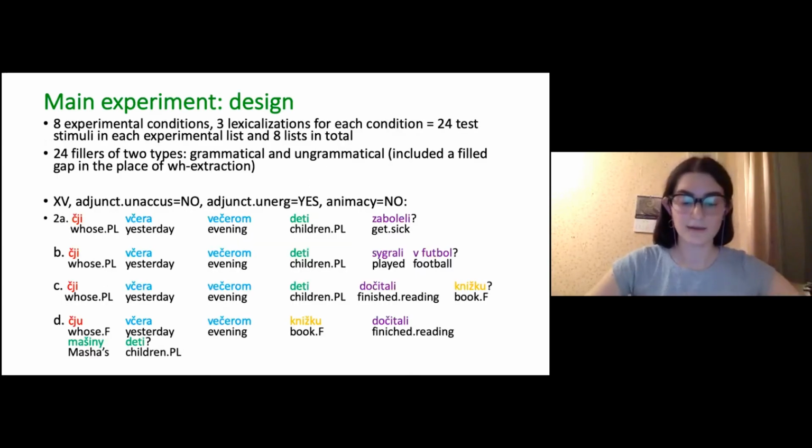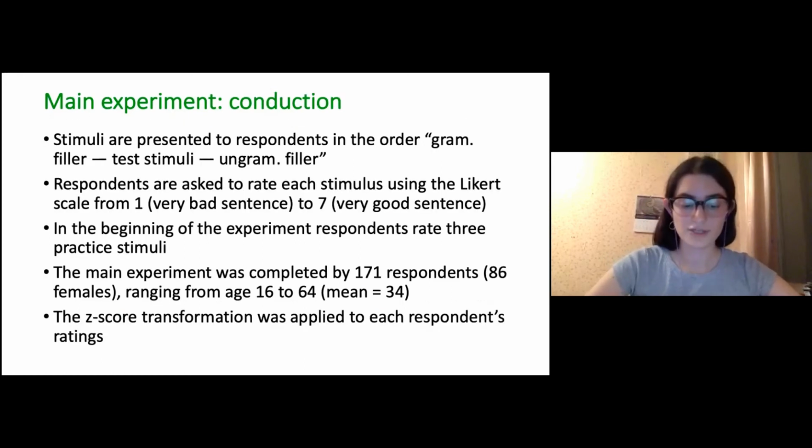Here you can see half of an experimental block with XV position. There were also 24 test stimuli and 24 fillers. Ungrammatical fillers included a filled gap in the place of WH extraction. The procedure and the scale were the same as in the pilot experiment. And the main experiment was completed by 171 Russian native speakers.